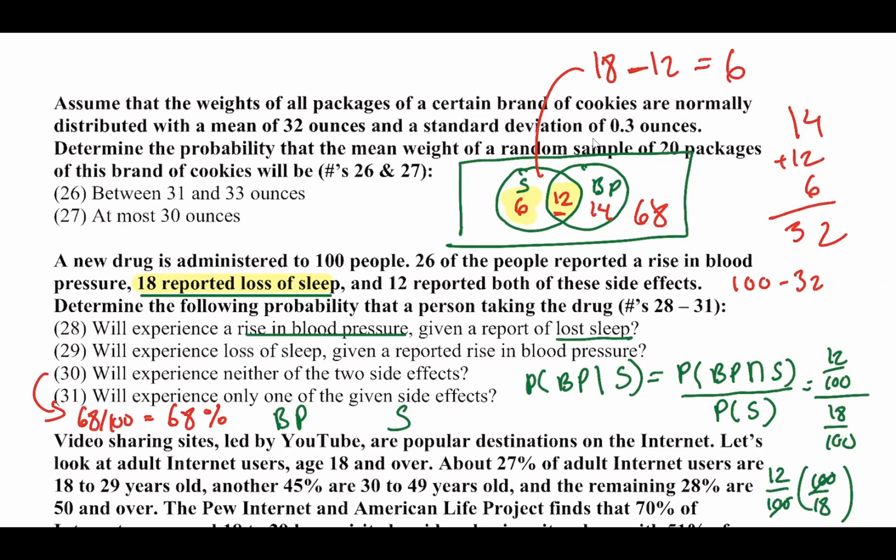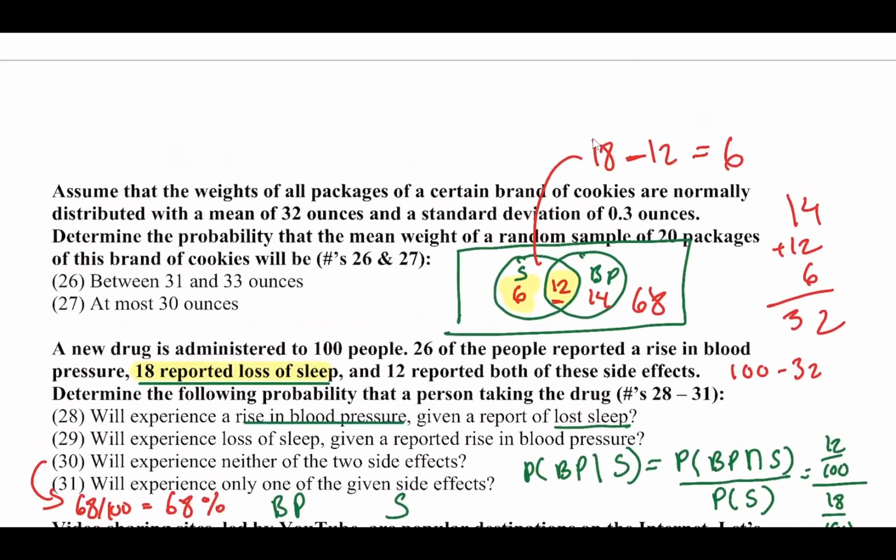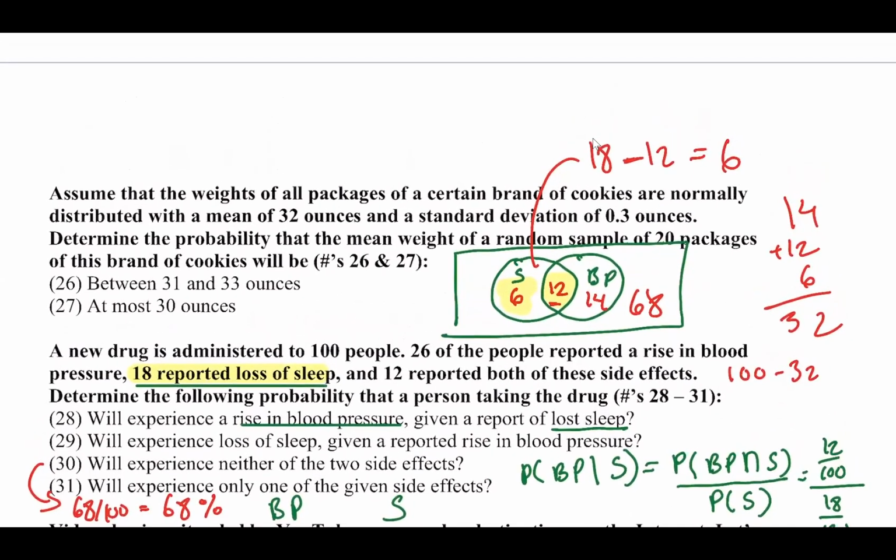Can you do 26? Sure. So if you look at 26, it says, assume that the weights of a certain brand of cookie are normally distributed with a mean of 32 ounces and a standard deviation of 0.3 ounces. Determine the probability that the mean weight of a random sample of 20 packages of this brand of cookie will be between 31 and 33 ounces.